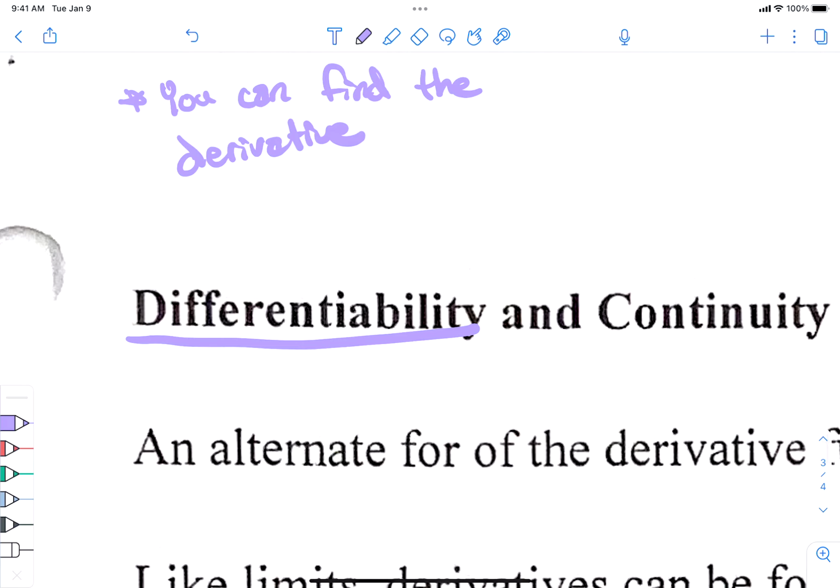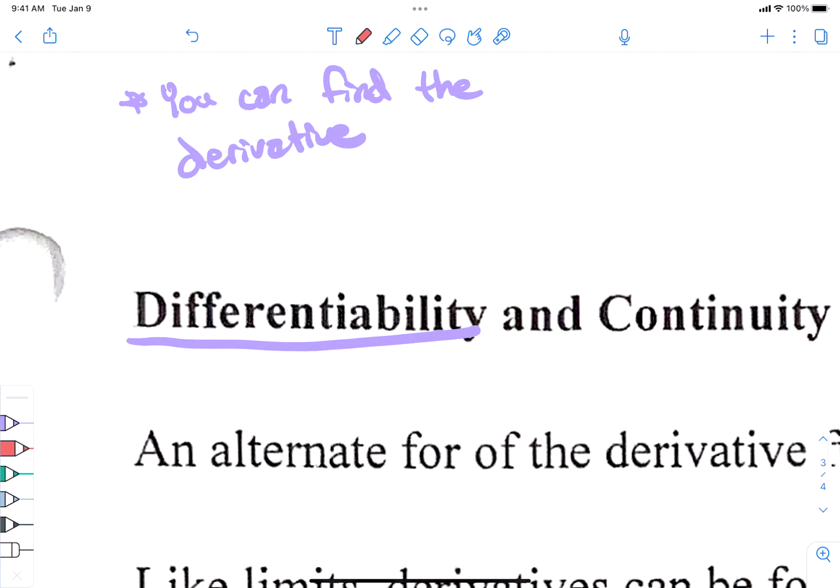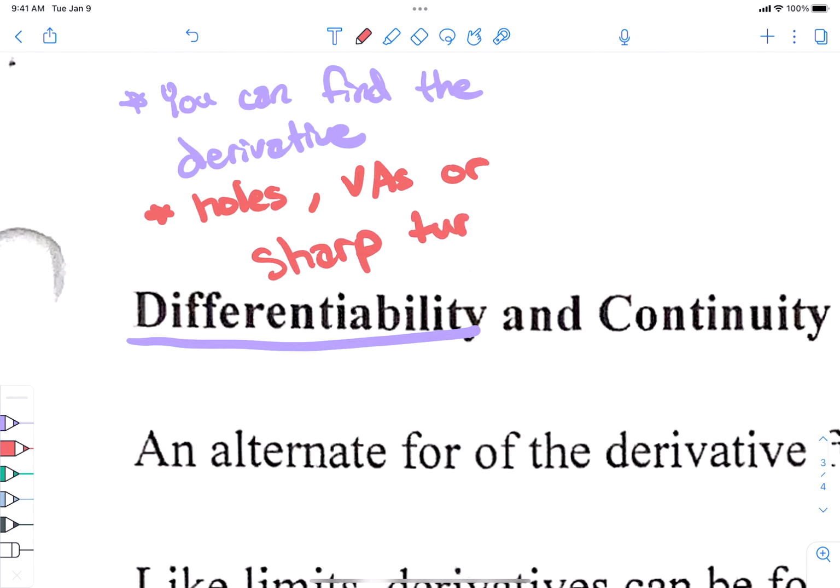Now, can you find the derivative everywhere? No, you cannot find the derivative everywhere. You cannot find the derivative at holes, vases, or sharp turns. Okay? You cannot find derivatives at holes, vases, or sharp turns. And I'll show you an example of that here in a second.